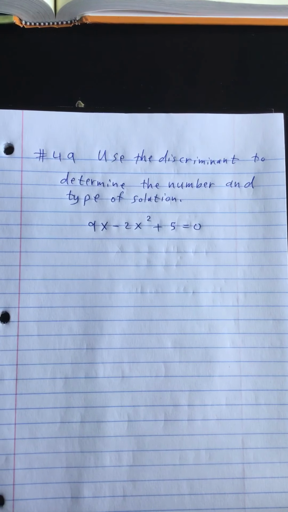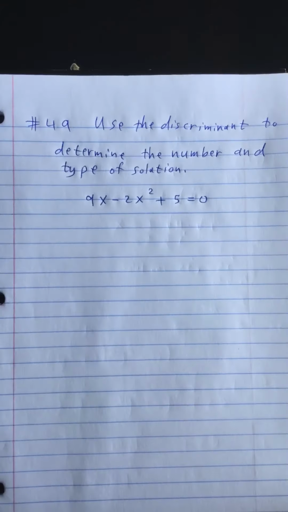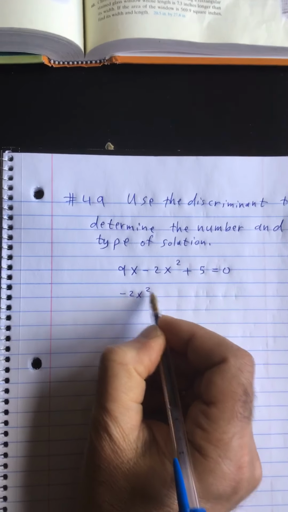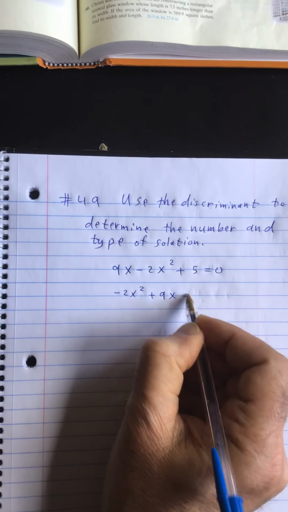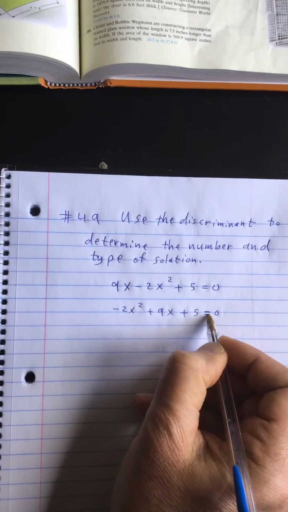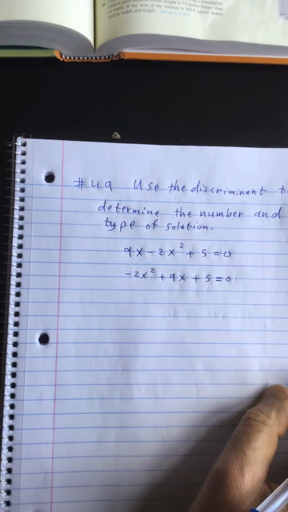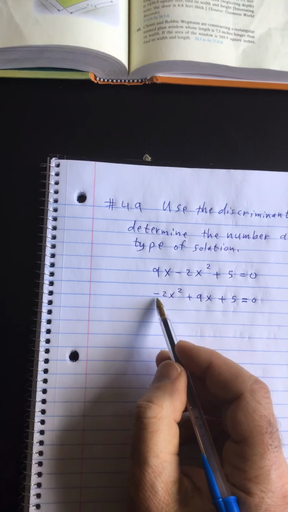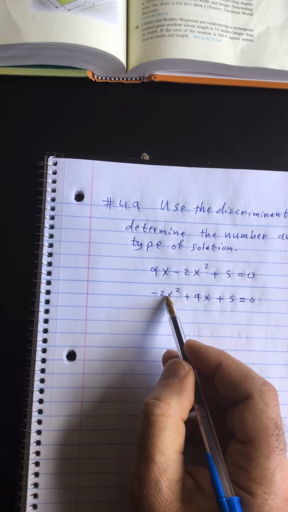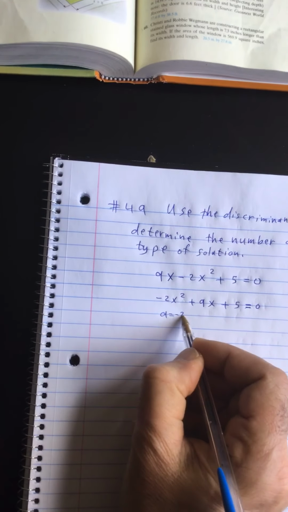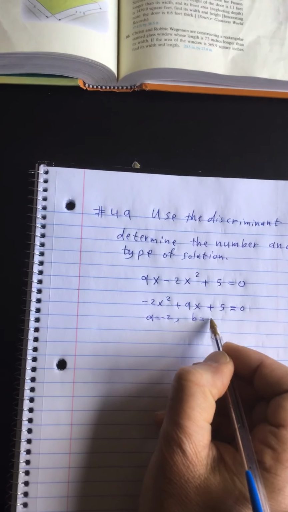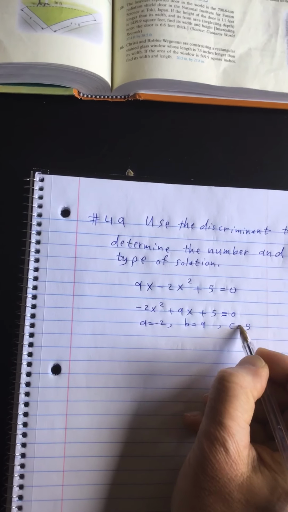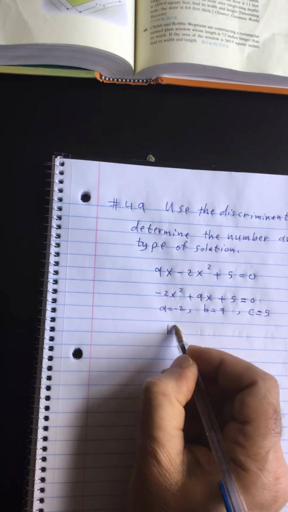So first, rewrite this equation in the descending order. So we can rewrite it like negative 2x squared plus 9x plus 5 equals 0. So now, the coefficient of x squared is a. So here a equals negative 2, b equals 9, and c equals 5. So the discriminant is b squared minus 4ac.